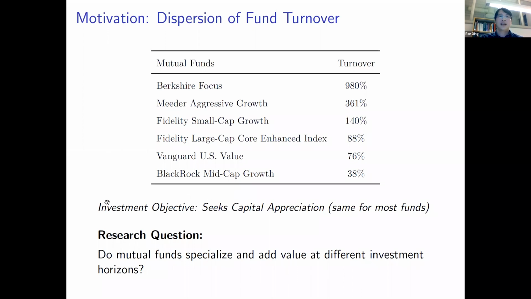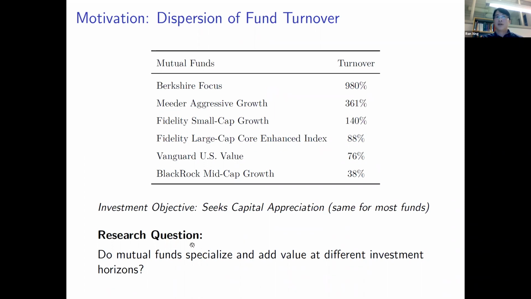However, when you have a look at their prospectuses, you will notice most funds have exactly the same investment objective, that's to seek capital appreciation. Basically, most of them want to earn as much money as possible, right? The question is, if they have exactly the same target, how come they're using completely different strategies? Is it the case that some funds are specializing in relatively short-term investment opportunities and some funds are specializing in longer-term investment opportunities? Or is it simply that some funds are trading too much and wasting cost and energy for nothing?